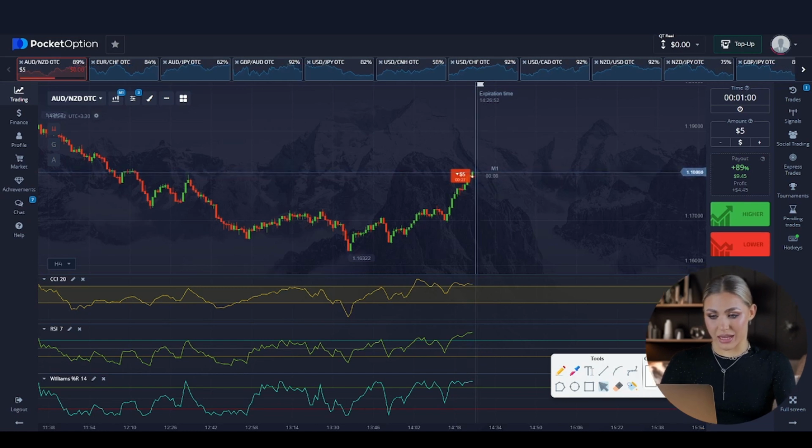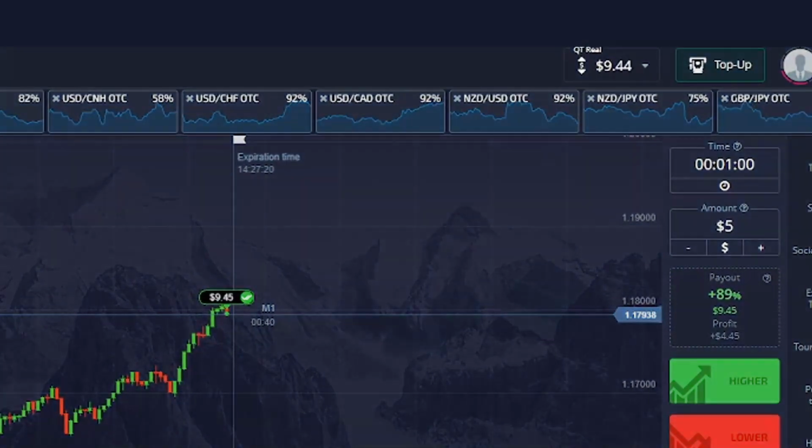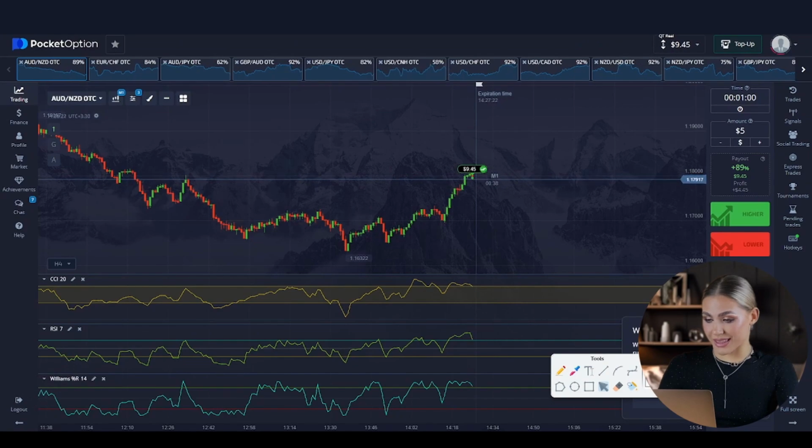So right now I see the asset price hanging around resistance, and it should bounce back because, let's face it, prices can't just keep climbing forever. And meanwhile, our trade is closing successfully in the green.